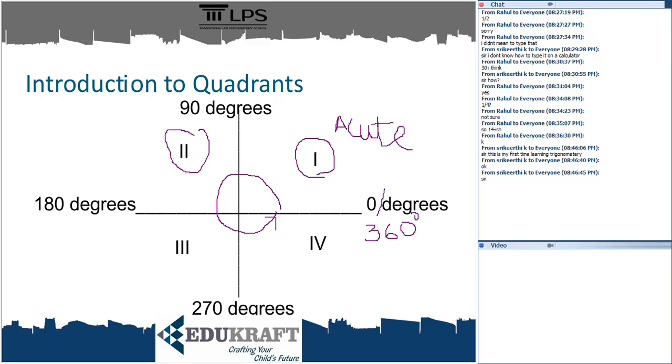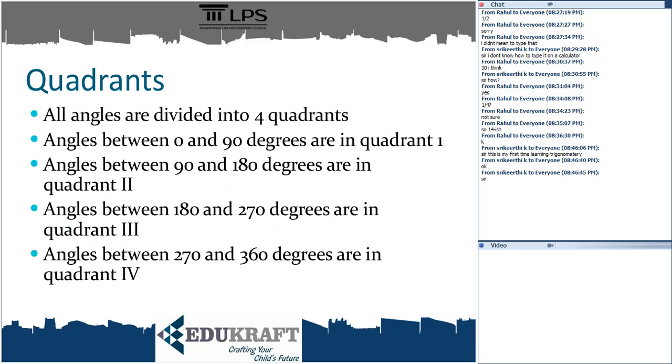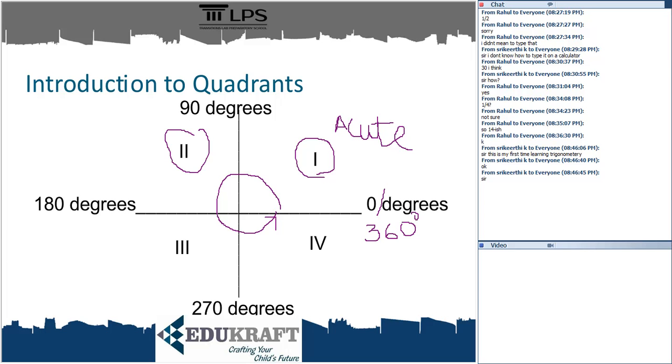Okay. Keeping this in mind, all the angles are divided in 4 quadrants. Angles between 0 and 90 degrees are in quadrant 1. Angles between 90 and 180 are in quadrant 2. Angles between 180 and 270 are in quadrant 3. And the angles between 270 and 360 are in quadrant 4. Okay, so this is what it means. Angles between 0 and 90 are in quadrant 1, 90 and 180 are in quadrant 2, 180 and 270 are in quadrant 3, 270 to 360 are in the fourth quadrant.